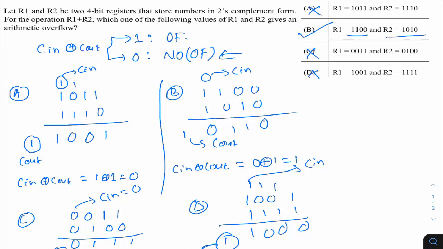Another way, if you want, you can get the decimal equivalent and verify the result in decimal form, checking which of the desired results will fit in 4-bit form and which will not. There is also one more way. Anyway, the answer is option B.